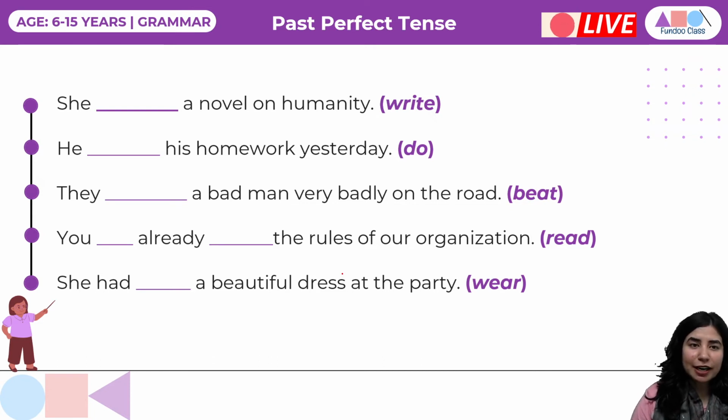So let's wait for another 30 seconds, and then we will begin with the discussion of these 5 questions. We have some amazingly correct answers coming our way. Very good. Kudos. And those who are still doing, quickly finish it so that we can begin with the discussion. So, as we discussed, had plus verb third form would be used when we talk about past perfect.